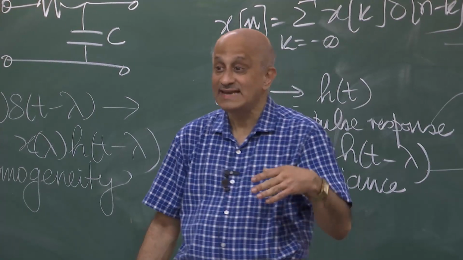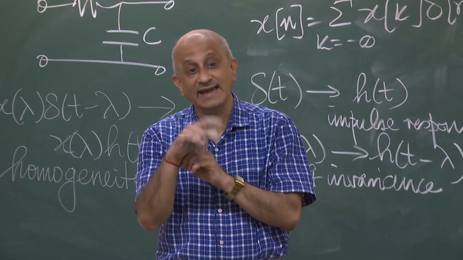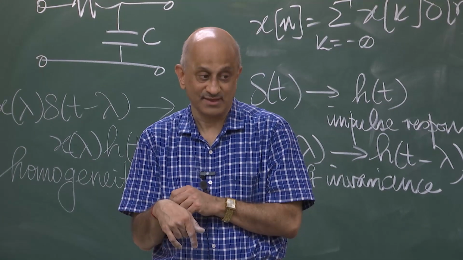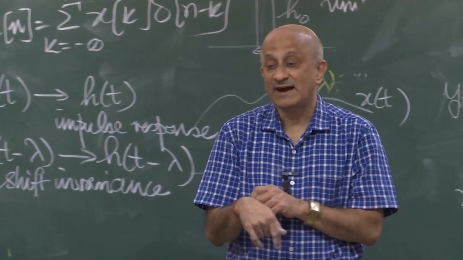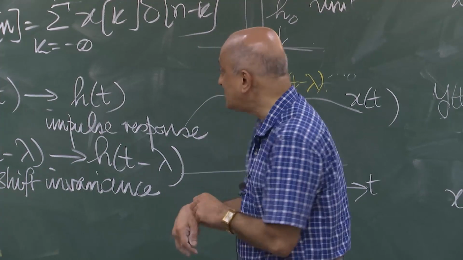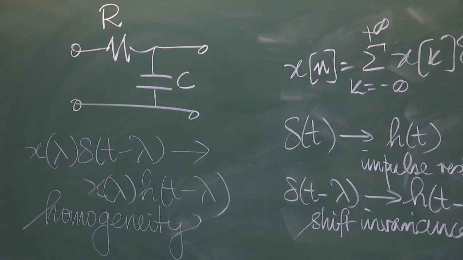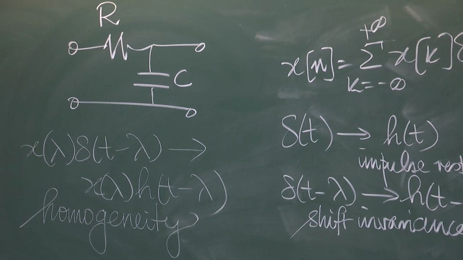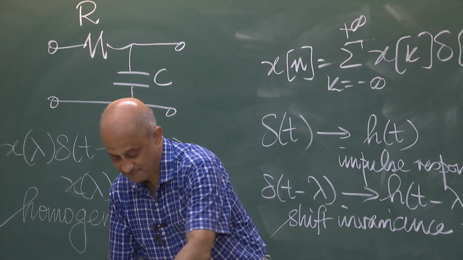So we don't want to really apply an impulse and find the impulse response. So we have to have an indirect way of finding the impulse response. That means we should think of the impulse in terms of functions that we can apply to the circuit, right? Now let's look at the impulse in a slightly different light. Let's look at the impulse as a difference of two steps.